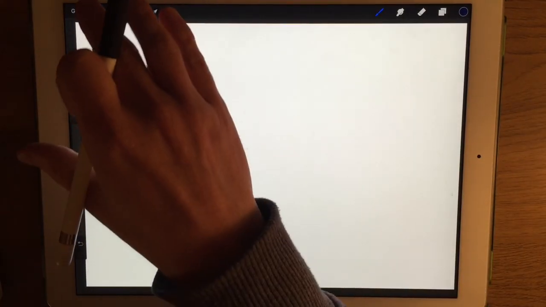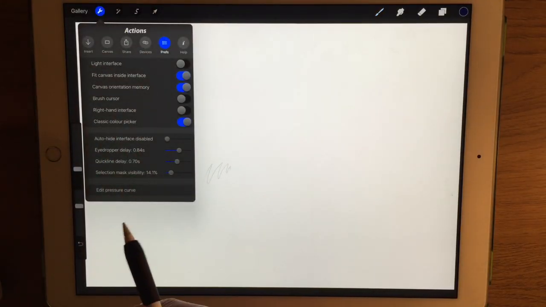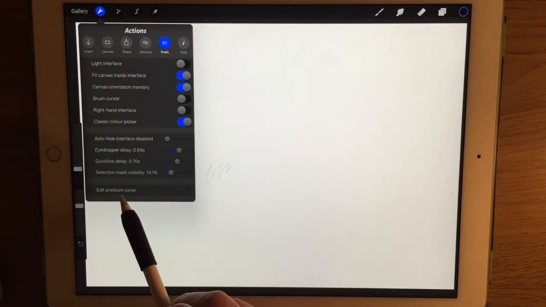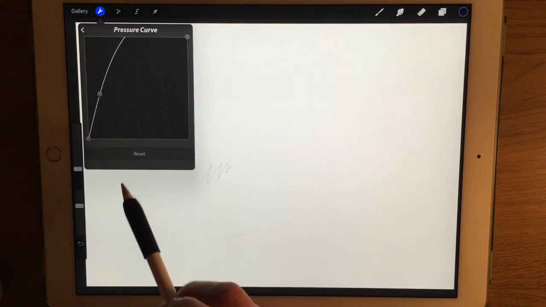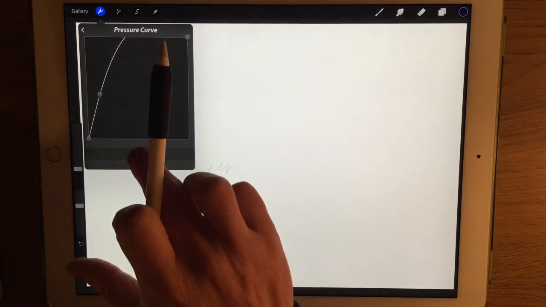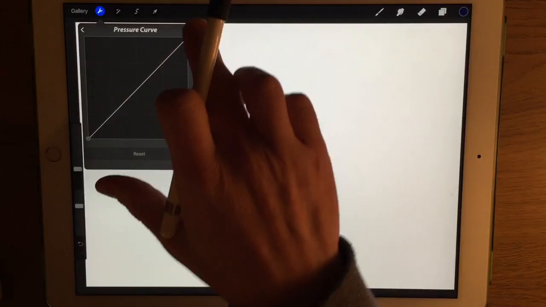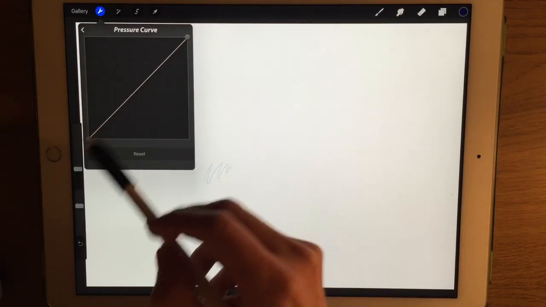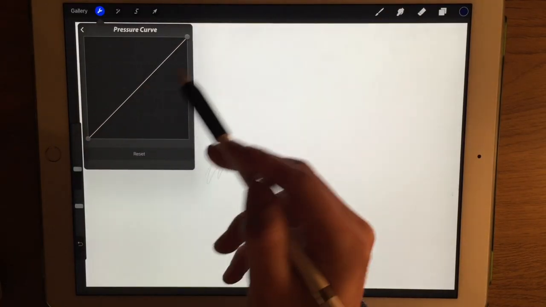However, one of the features that I didn't really discuss in detail, mainly because it's something I hadn't really delved into and hadn't really explored, was the pressure curve. So within the pressure curve, you actually have the option. It starts off at a default as a kind of 45 degree angle from left to right. And this is the default setting.